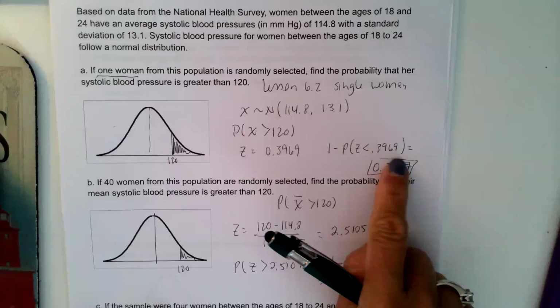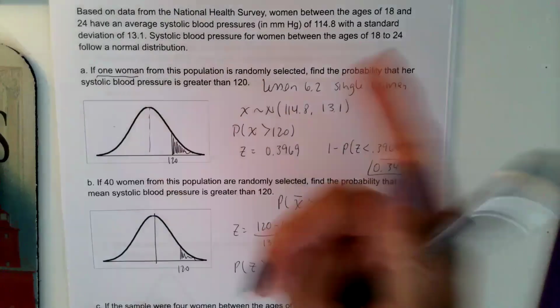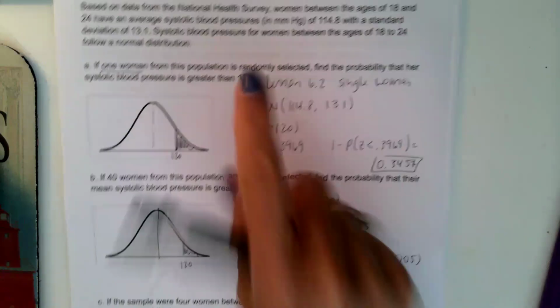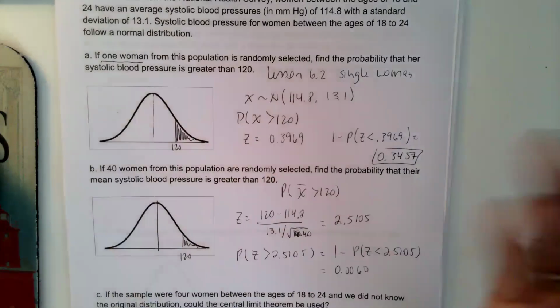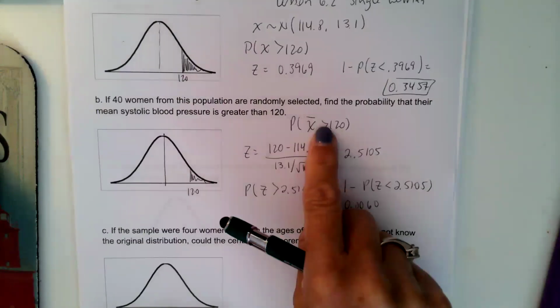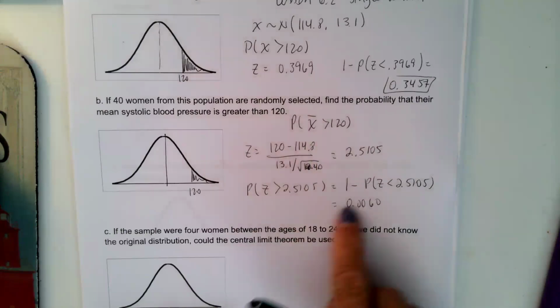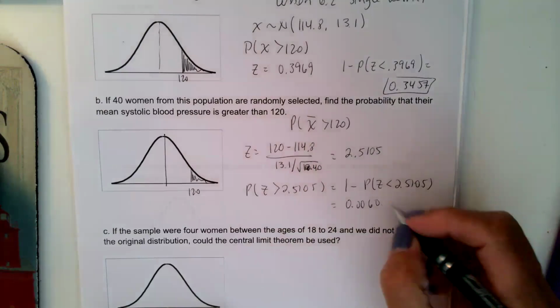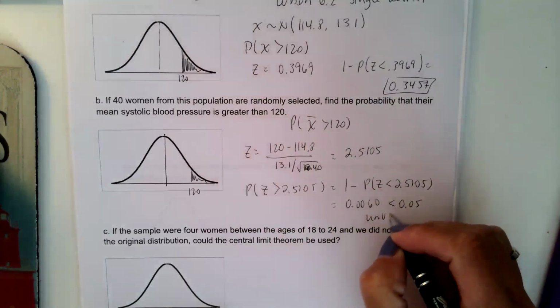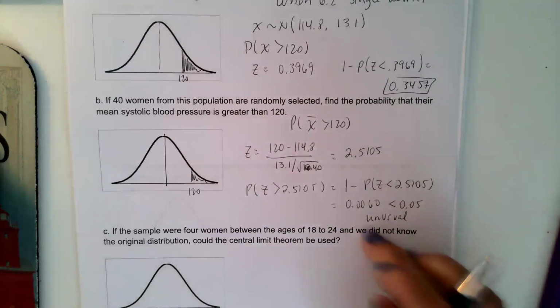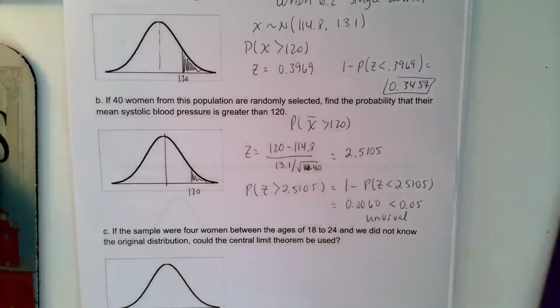So it was a high probability for an individual, a single woman, to have a blood pressure higher than 120. But if you take a sample, samples are going to be pretty close to one another, and the likelihood of that sample having an average of 120 or more is very small. That would be considered unusual because it's less than 0.05. We're thinking about what's unusual because when we start doing hypothesis testing in chapter 8, we have to know what's unusual.